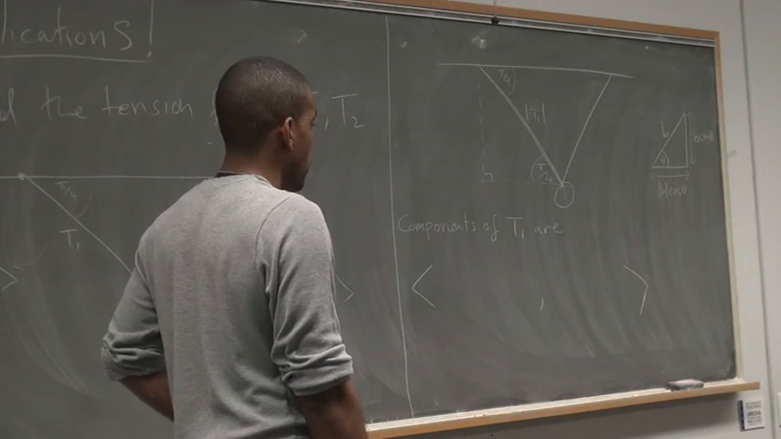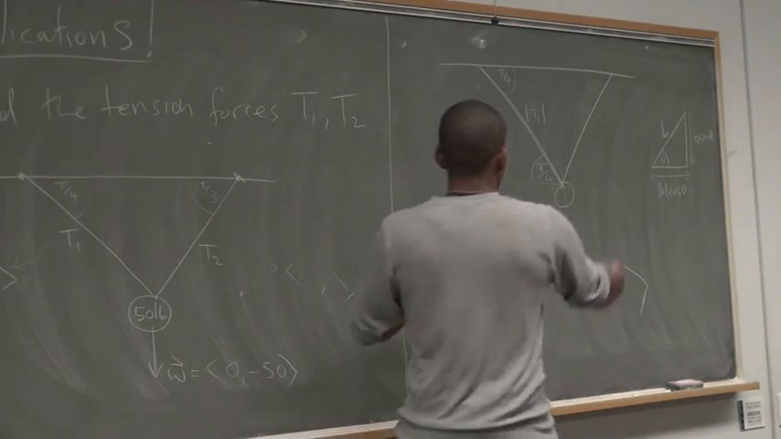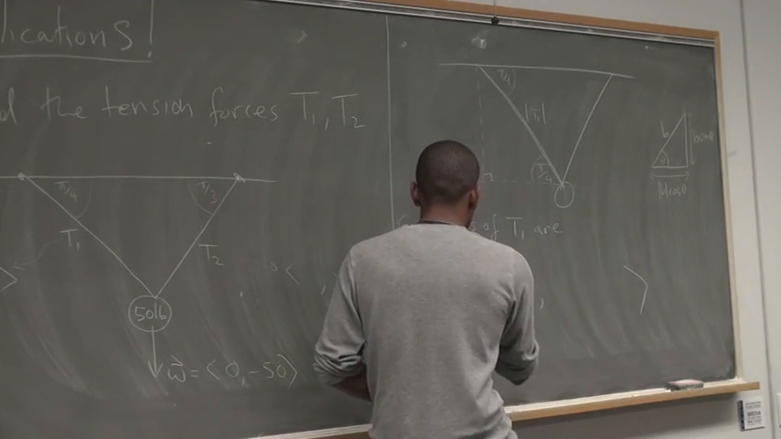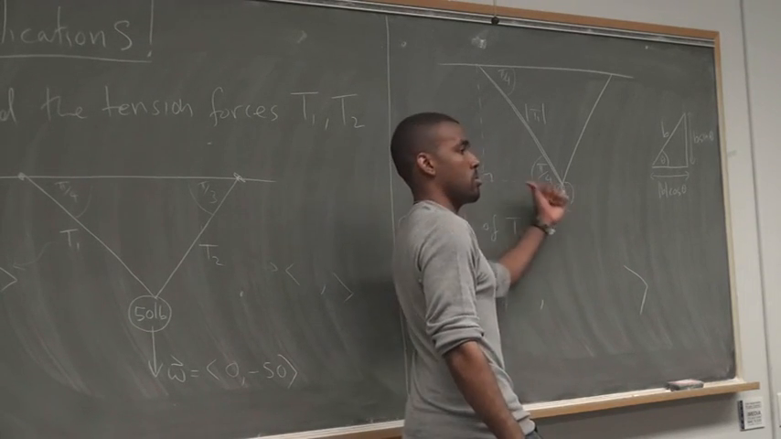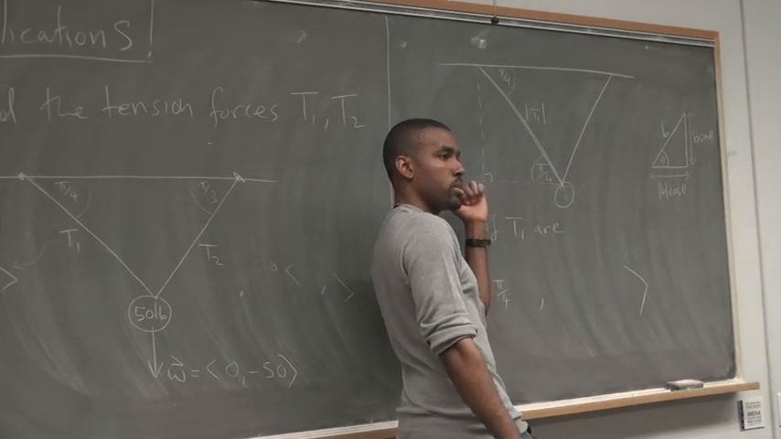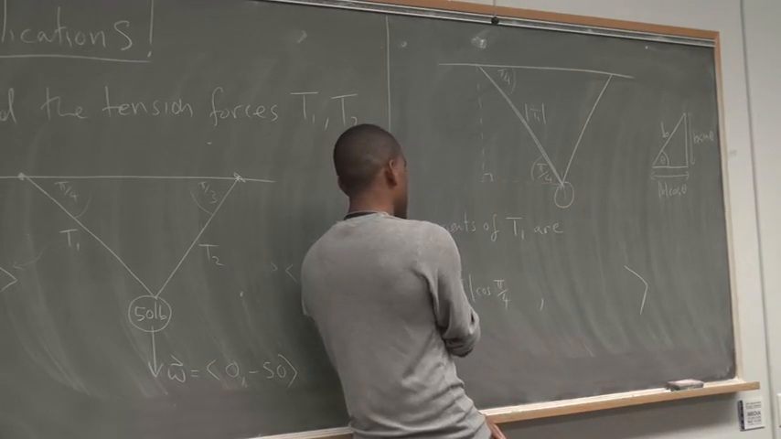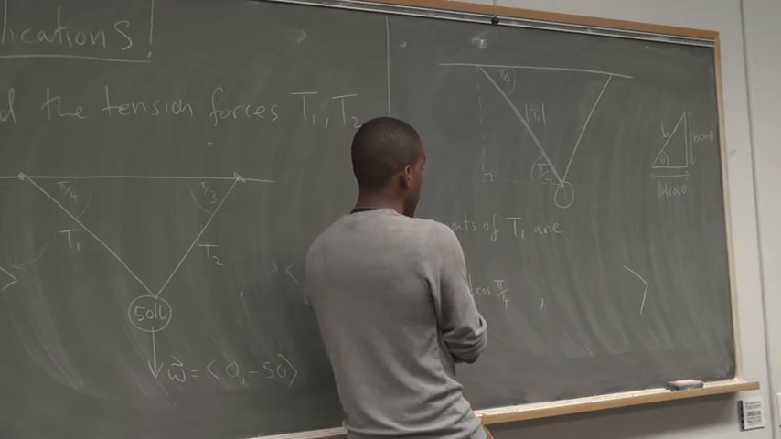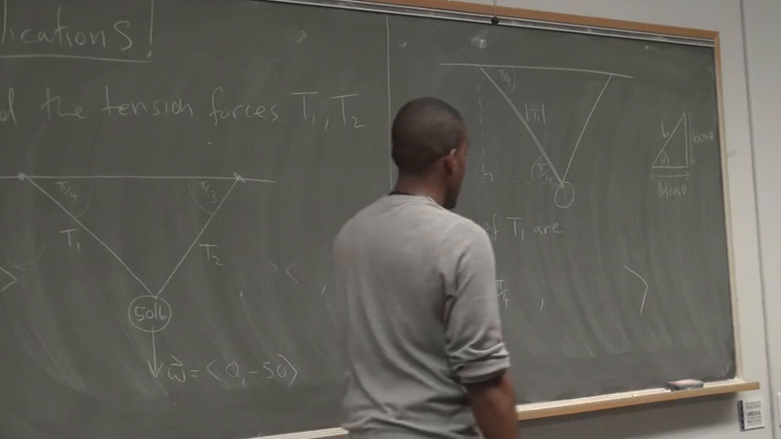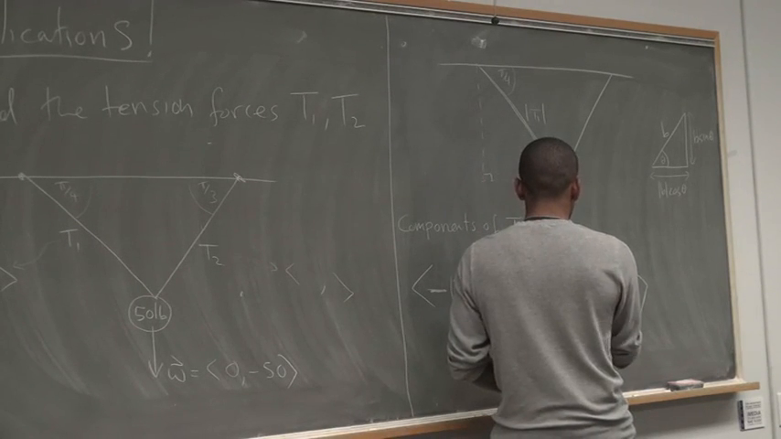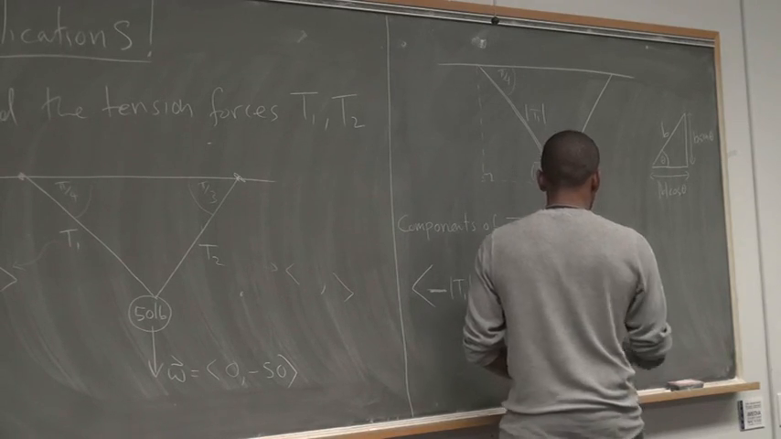You could write the x as T1 cosine of pi over 4, this is magnitude of T1 cosine of pi over 4. However, notice that we're moving to the left here, right? This is the origin, we actually move to the left. So that's going to be the negative. And what about the vertical? Well, that's going to be T1 sine of pi over 4.